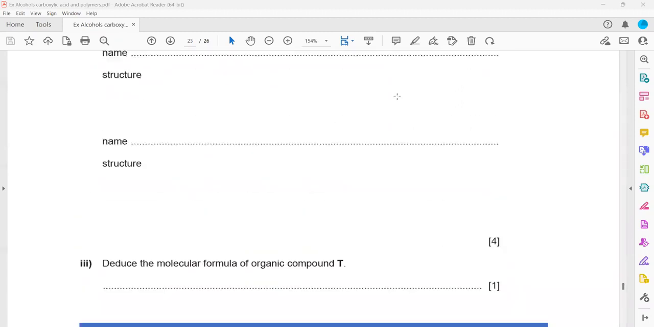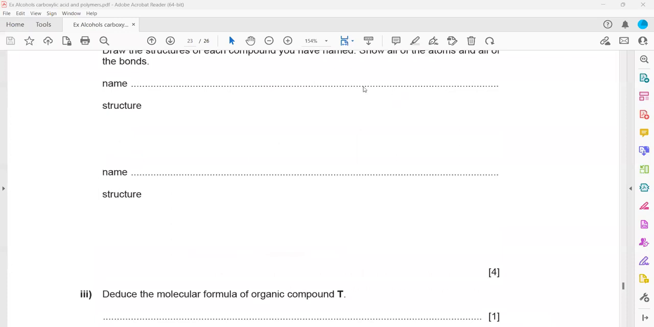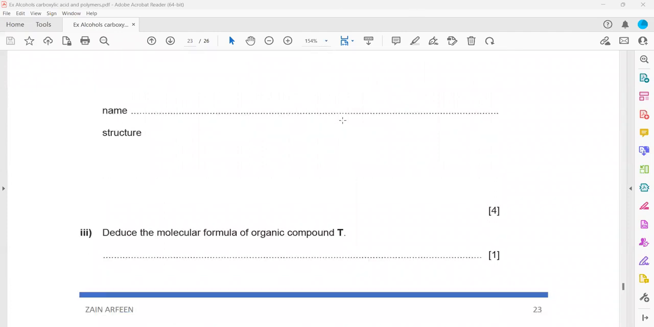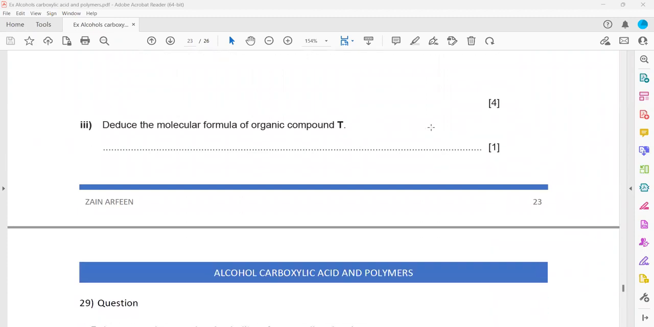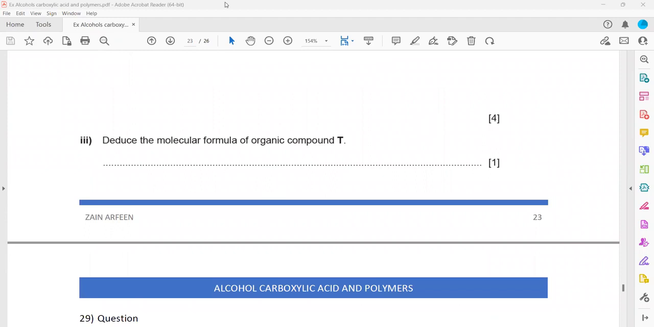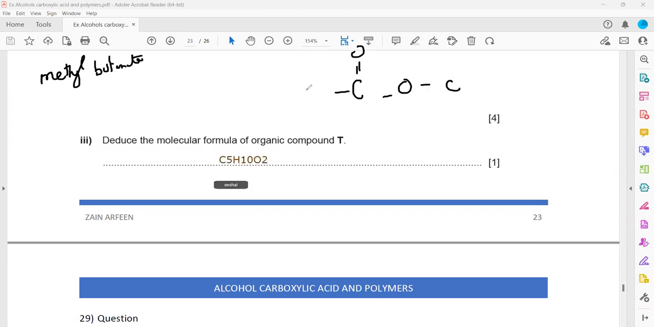Deduce a molecular formula of compound T. Compound T is C3H7COOCH3. We have a methyl CH3 group and a C3H7COO butanoate group, so we can write it. The ester was methyl butanoate. A simple way is to first draw the structure, with C double bonded to O. Meth means 1 carbon, but means 4 carbon. This will have 3 hydrogen, this will have 2, this will have 2, and this will have 3.